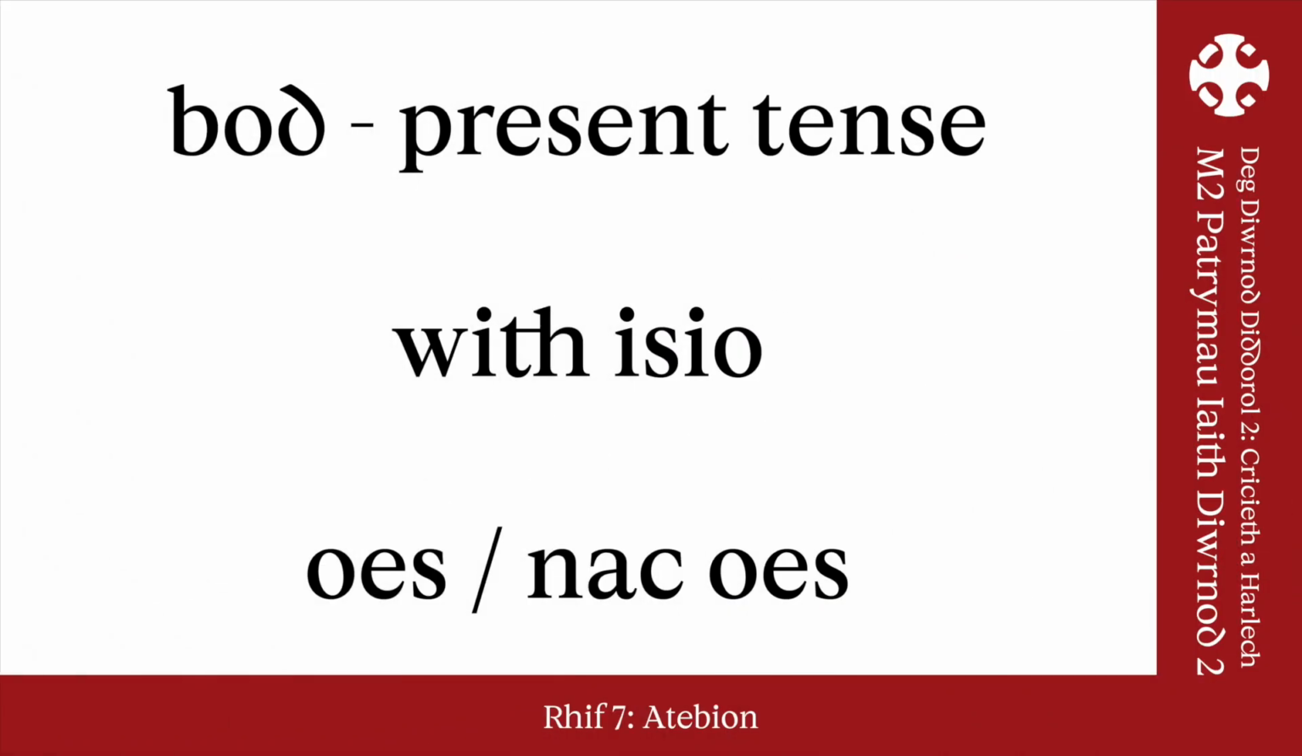If the question uses isio, you need to think you're being asked, is there a want with you? You would answer, there is, or there isn't. Oes, neu nac oes. For example, wyt ti isio mynd i'r castell? Oes, dwi isio mynd i'r castell. Nac oes, dwi ddim isio mynd i'r castell. Remember, you don't need yn when you use isio in the sentence.